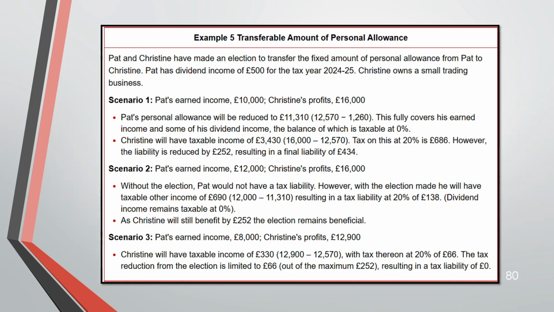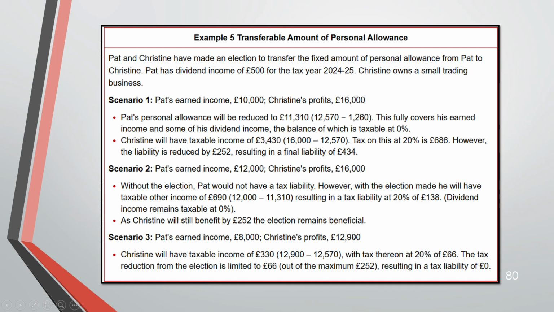So this is the answer for example 5 that we have just worked out. As you can see under scenario 1, the personal allowance of Pat is reduced to 11,310, so it's covered by the earned income. And for Kristen, the liability is 434. Under scenario 2, without election, no tax liability, but with election there's a tax liability of 138, and still for Kristen it remains the same 252. Why? Because same profit.